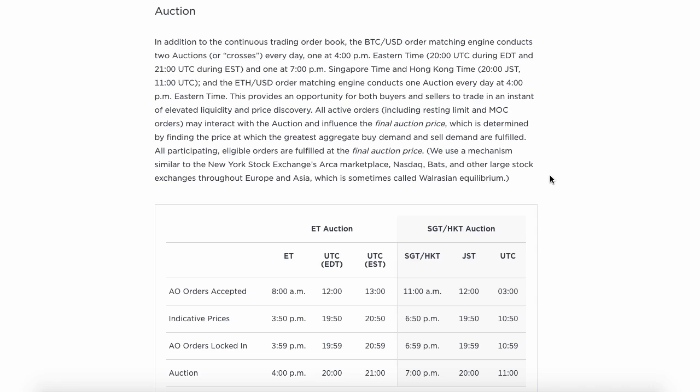To simplify that, let's say I buy $1,000 worth of Ethereum during the auction. As you can see, my fee was only 0.1%, 10 BPS. I would only be paying $1 on that trade, even though it's a taker, even though I'm buying with market, because it's during the auction. Every order counts as a maker fee.